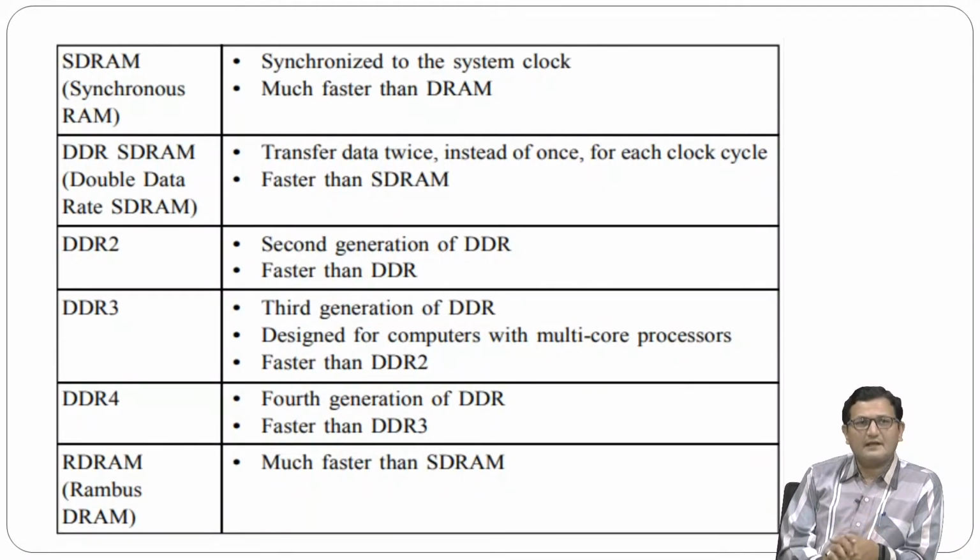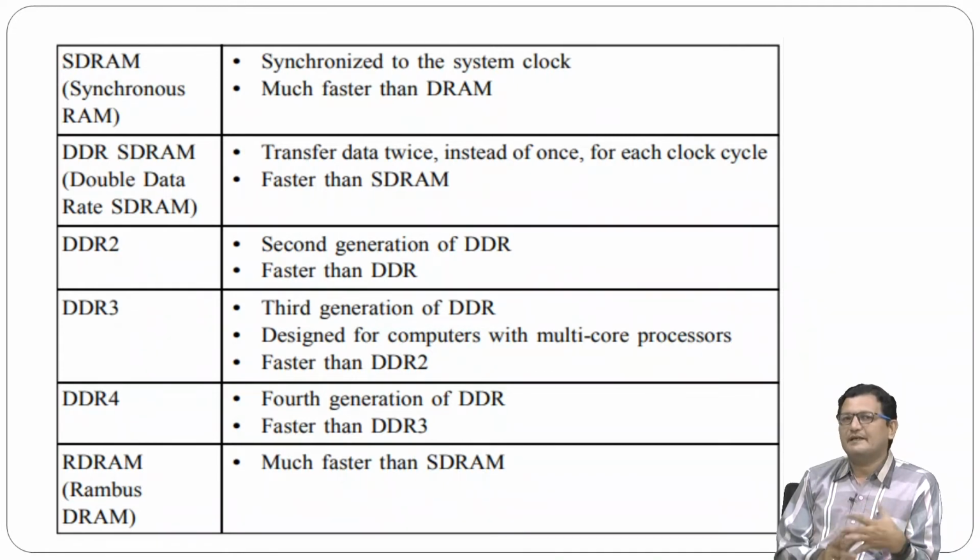Okay. Now these are the different types of DRAMs. Here SDRAM is known as synchronous RAM. Second is DDR RAM, a double data rate SDRAM. Then the next, second generation, is DDR2, third generation is DDR3, and nowadays we are using DDR4 RAM, right. So right now if you are buying any laptop or computer, you will get DDR4 RAM. And one more random access memory is RDRAM, which is known as Rambus DRAM, right. Okay.